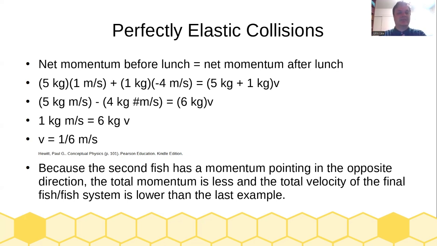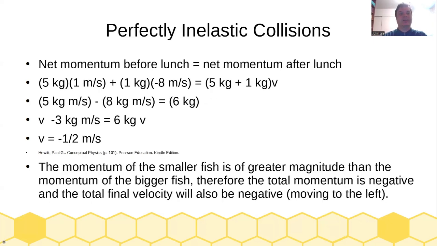1/6 meter per second. Because the second fish has a momentum pointing in the opposite direction, the total momentum is less and the total velocity of the final fish system is lower than the last example.